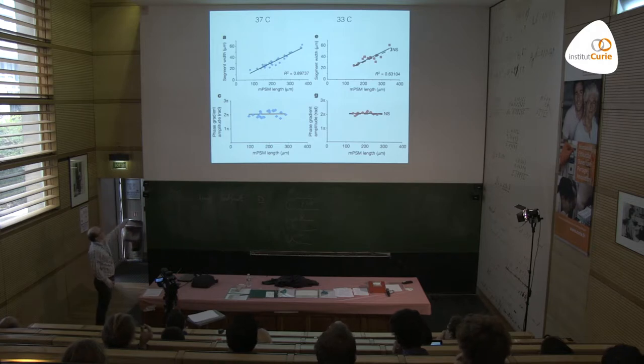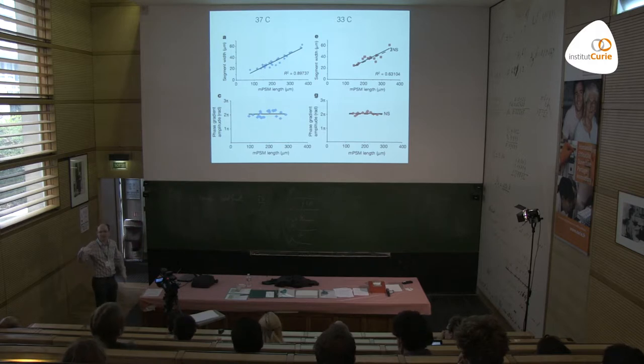They did the experiment at 37 degrees and at 33 degrees. The reason they did it at 33 degrees is that we know the clock is slower at 33 degrees. So we wanted to see what happens if you have a slow clock and you slow down the process, and it's working exactly the same way.